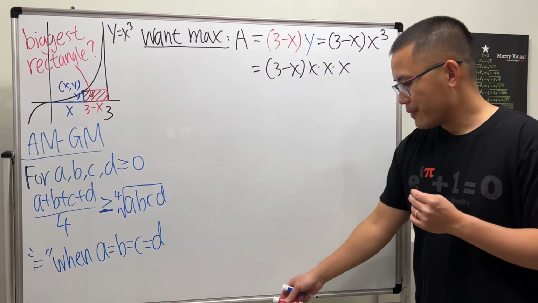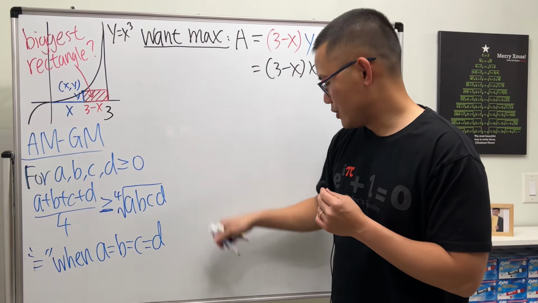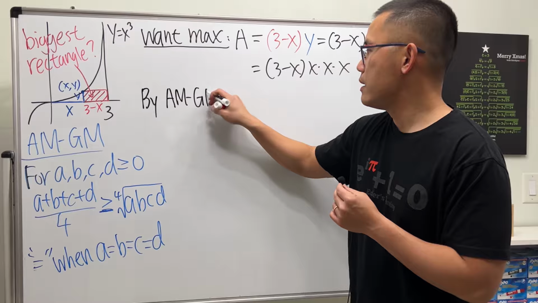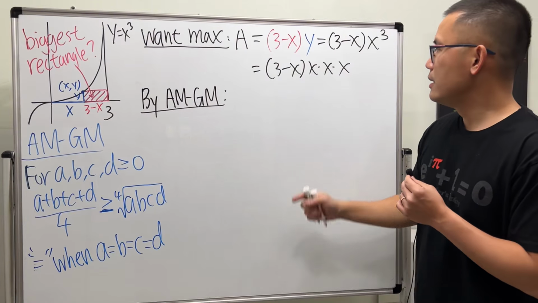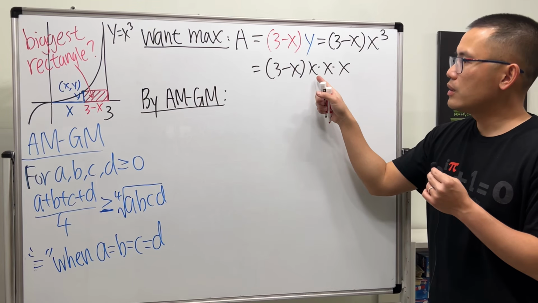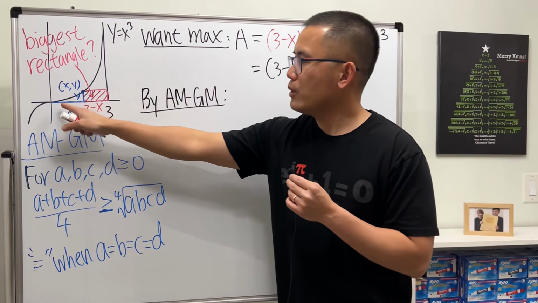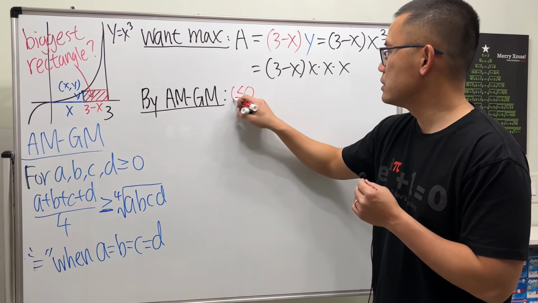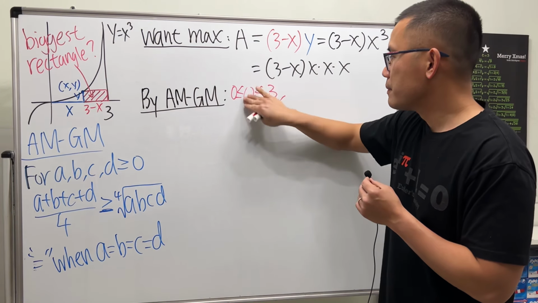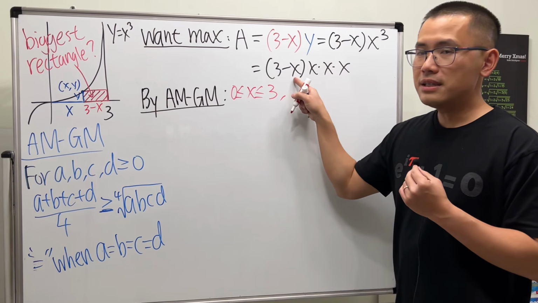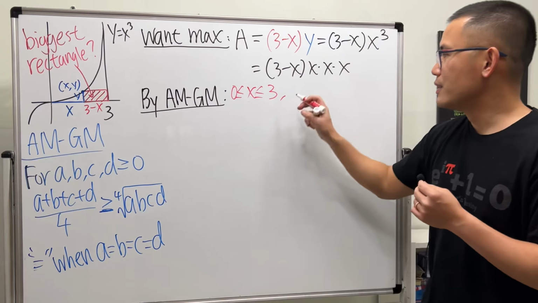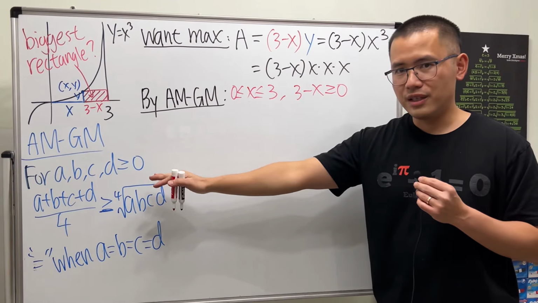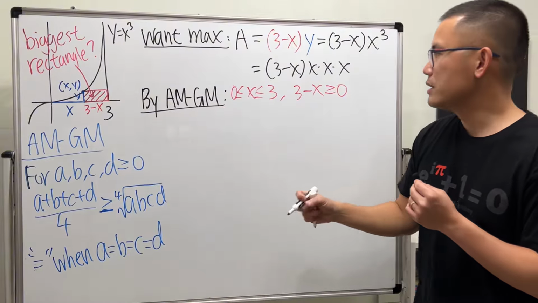Okay, so now by the AM-GM inequality, let me just write that down right here for you. And one thing to note though, right here we see that x, because we want x to be in between 0 and 3, so let me write this down, since x is between 0 and 3. That means 3 minus x will also be non-negative. So let me just write this down real quick. So all these quantities are non-negative. Then we can apply the AM-GM inequality.